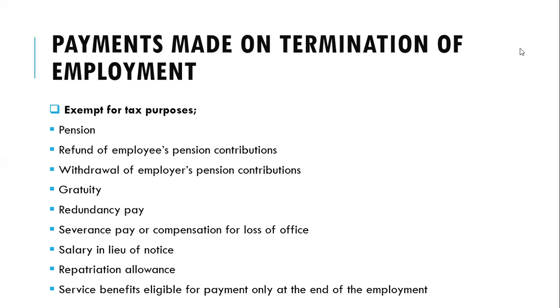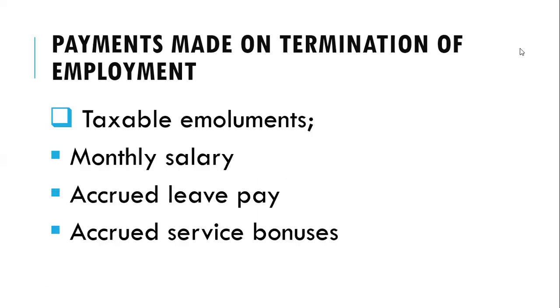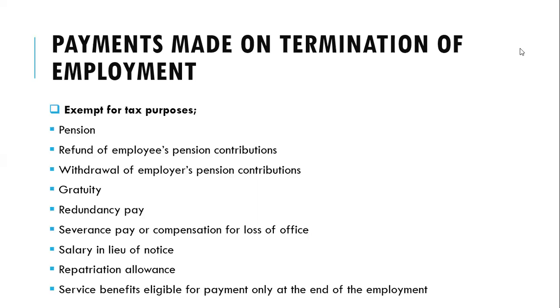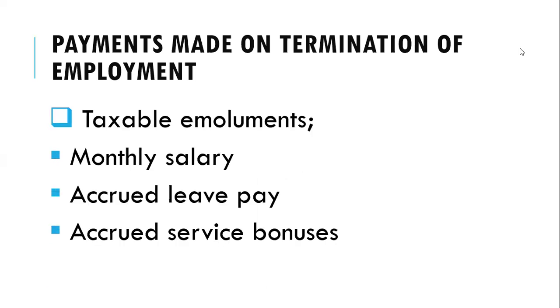But we also have incomes that are taxable for tax purposes. And these incomes that are taxable are just the monthly salary, the accrued leave pay, then the accrued service benefits. So the leave pay, the service benefits, as well as the monthly salary that's paid to the employee, these are taxable for tax purposes. But the rest are not. So when you see any of these in a question, you have to know these are not added back to the gross pay. But when you see monthly income, accrued leave pay, as well as accrued service benefits, these are added back to the net pay or gross pay, depending on the phrasing of the question.